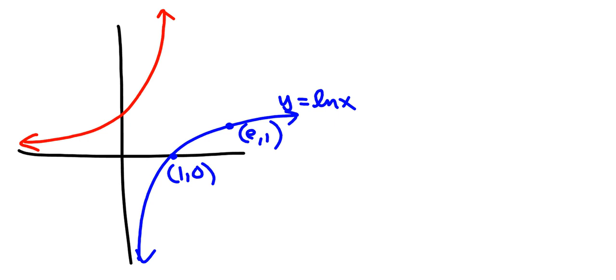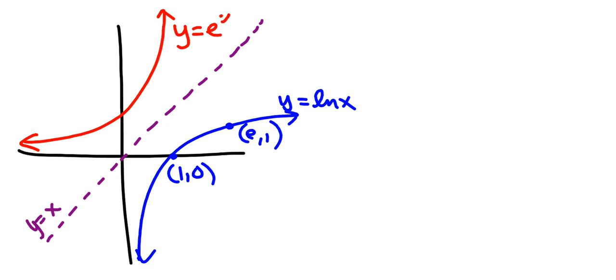And this is something that should be familiar to you from your time in Algebra 2. This is the line y equals x. It is a symmetry line between the natural log function and the exponential function. Because the log function passes through (1, 0) and (e, 1), the exponential function passes through (0, 1) and (1, e).